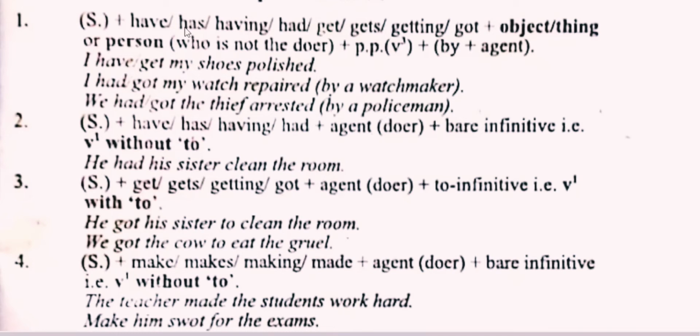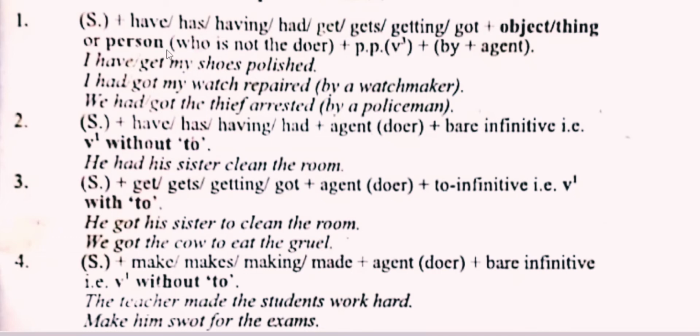So I have or get someone. My shoes. Shoes means object. Shoes does not do anything. Shoes is not the doer of action. Already in this structure I have shown it. So shoes is not the doer of action. So the someone here, past participle plus by plus agent, means the agent does something upon this object. So my shoes polished, V3, past participle, means the policeman who polishes.